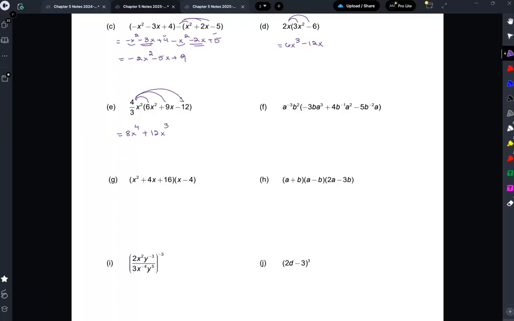Here, 4 over 3x squared times negative 12. The 3 and the 12 reduce to a negative 4 times 4, negative 16x squared. Okay, and that's it. We're done.